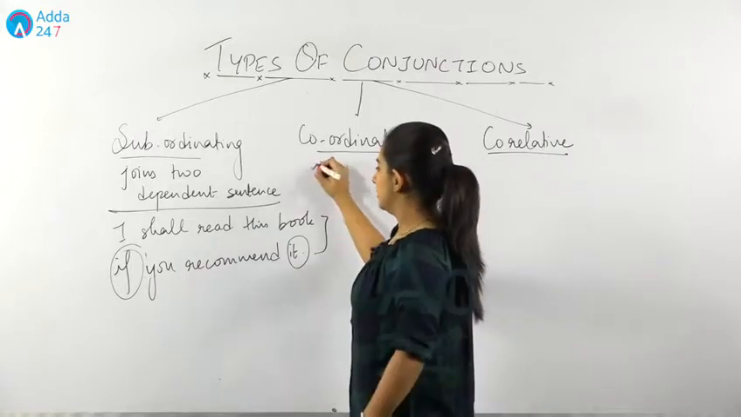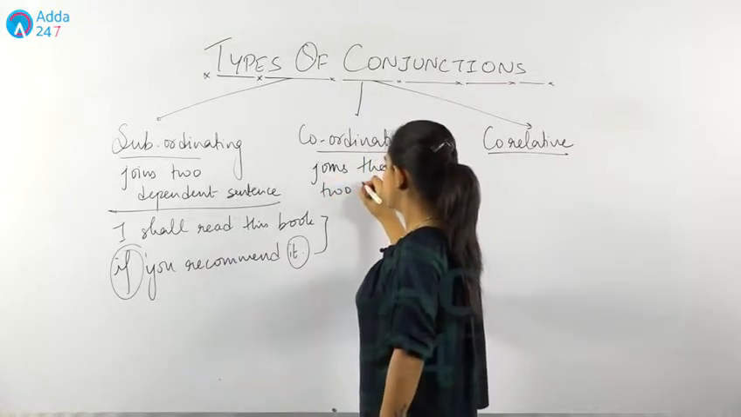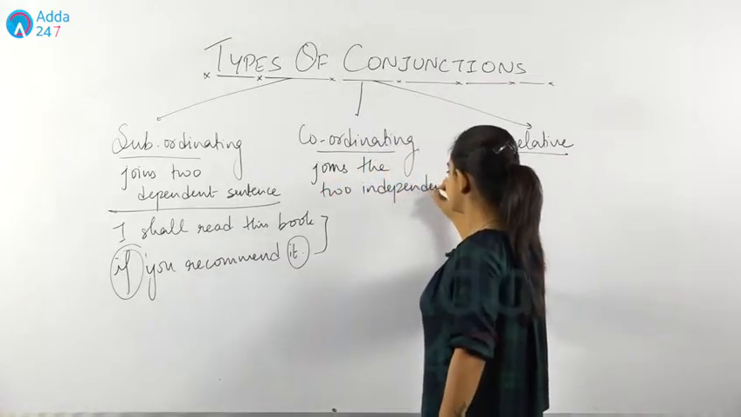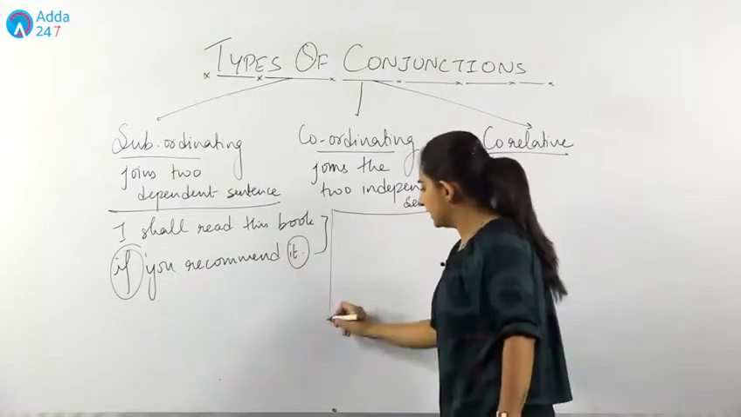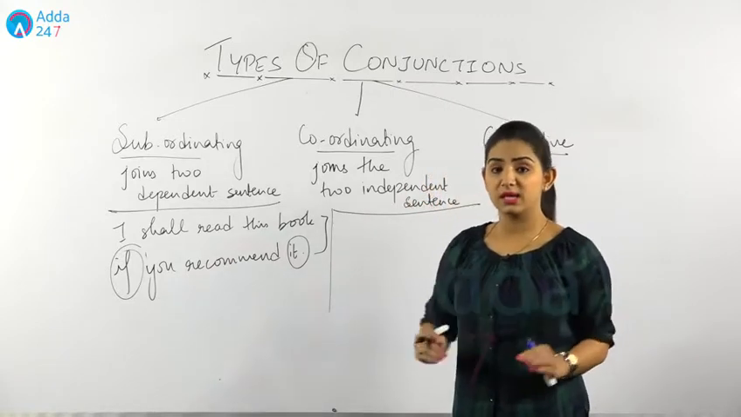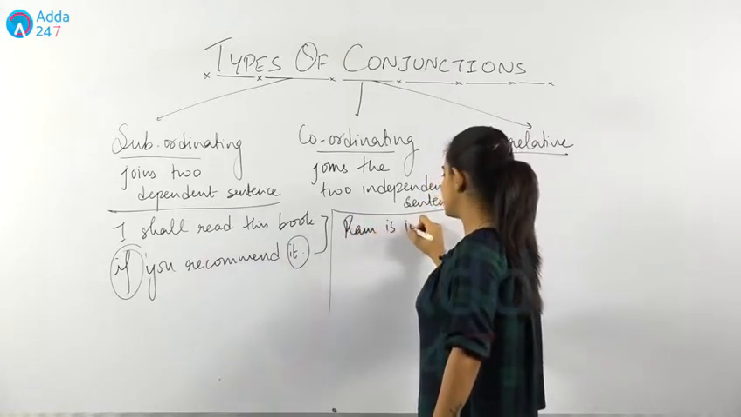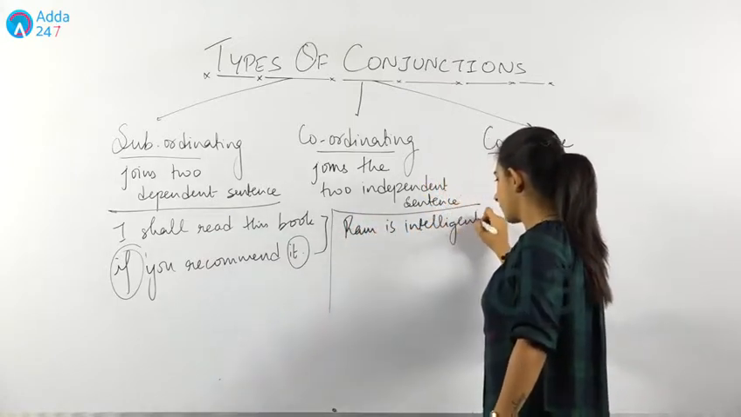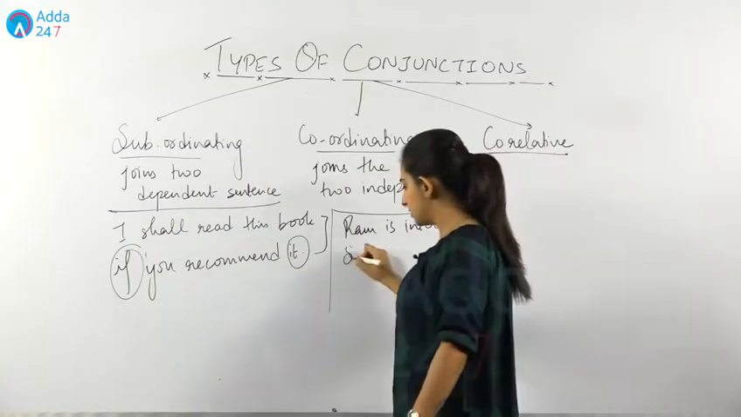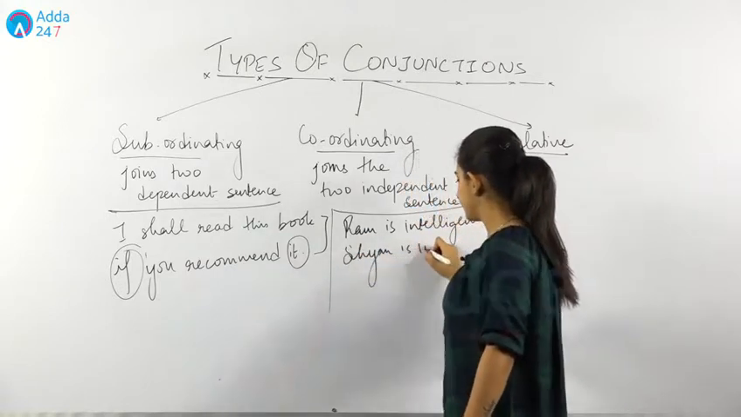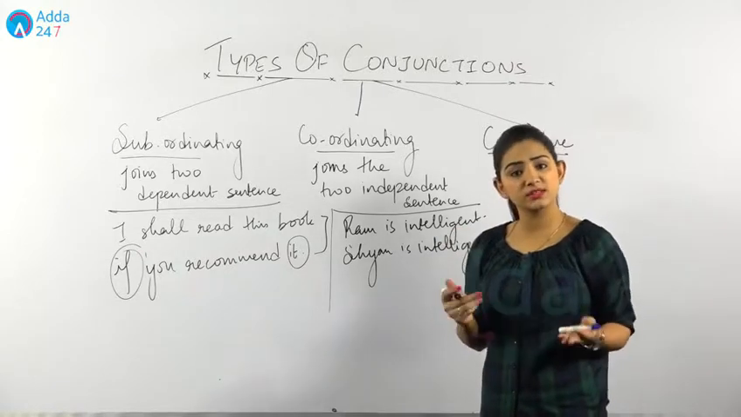If we talk about coordinating, it means it joins the two independent sentences. Now what do you mean by independent sentences? Such sentences which can convey their meaning even after writing them separately. For example, Ram is intelligent. Do you find this sentence incomplete in any case? No, it's complete. Similarly, if I write, Sham is intelligent. Do you find this sentence incomplete? No, it's complete as well.